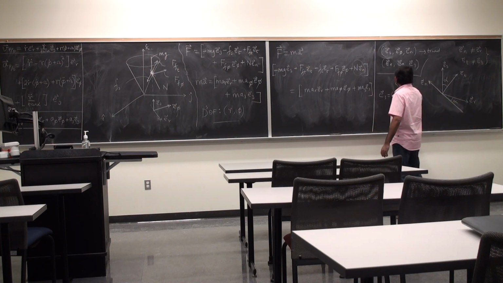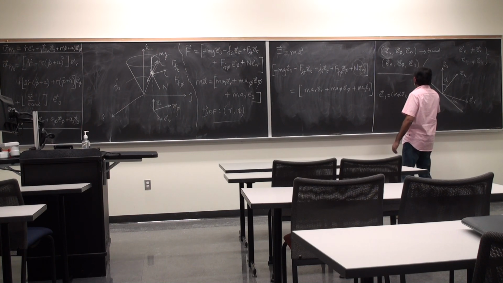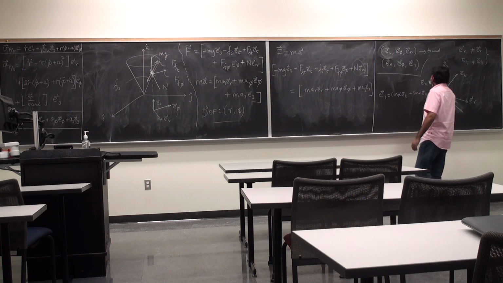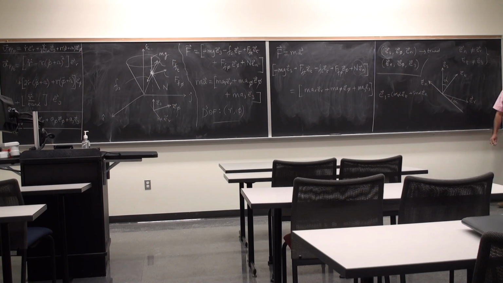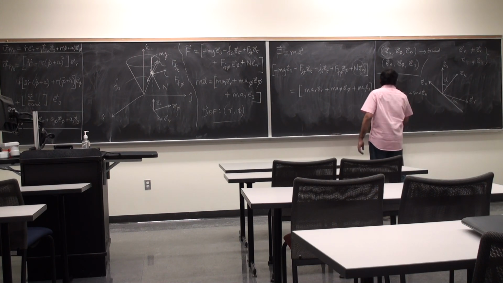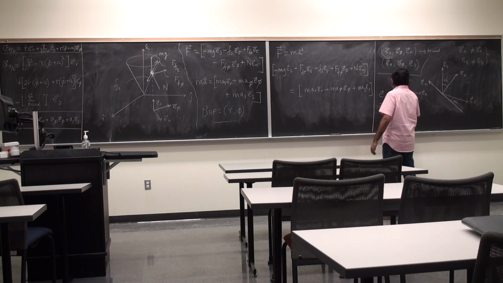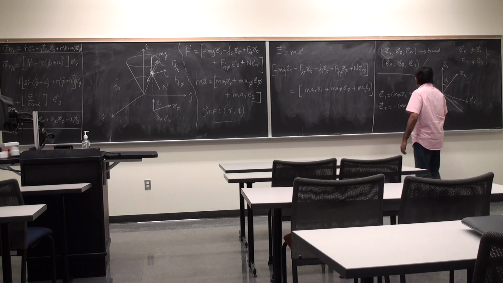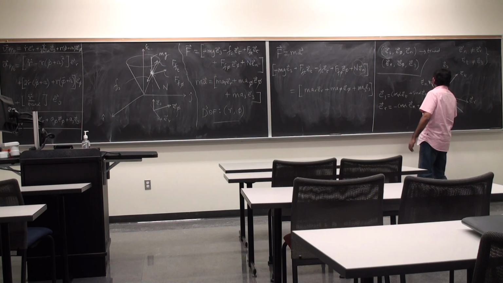cos alpha Et and sin alpha En. Everybody good with coordinate transformations? All I'm doing is taking projections and writing it on there. Then Er is going to be minus cosine alpha En plus sin alpha Et.